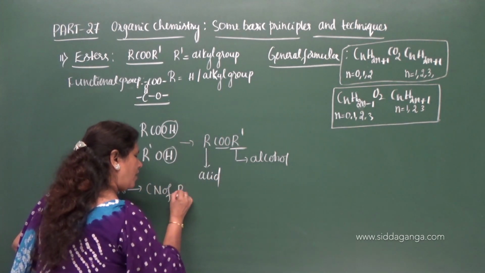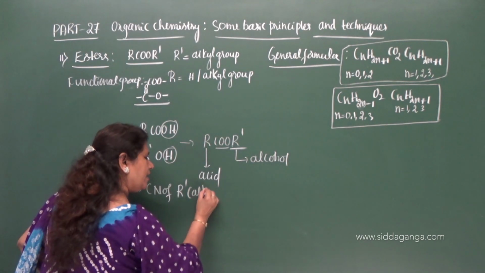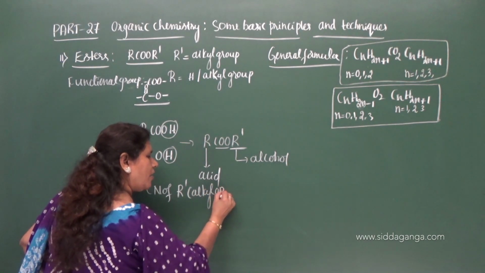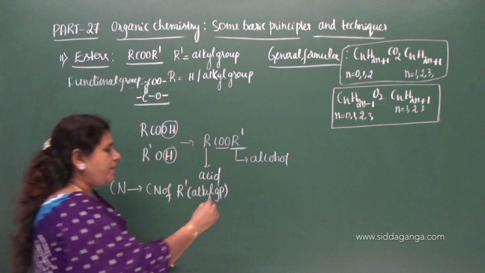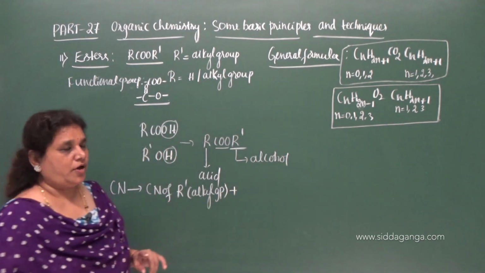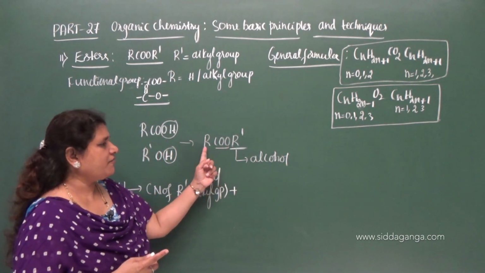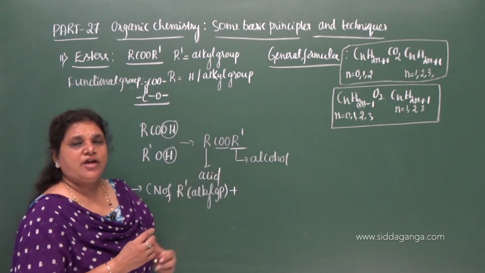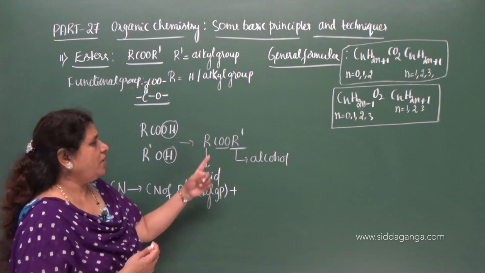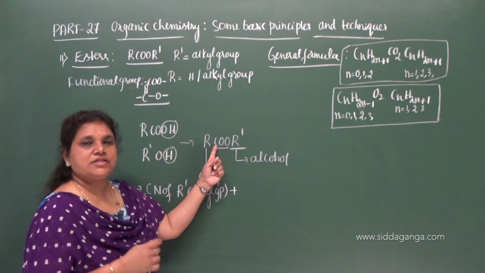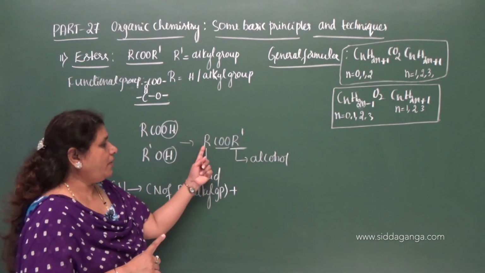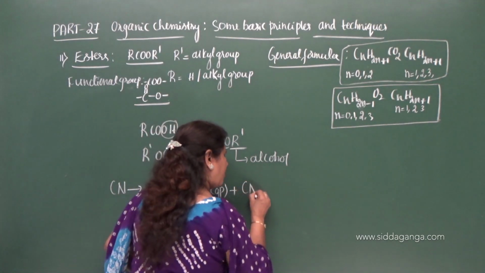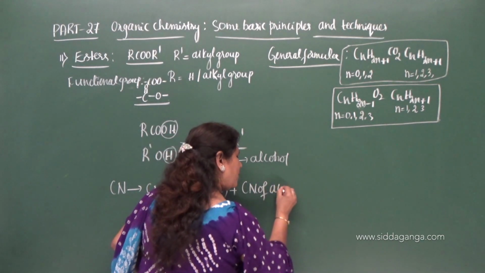Common name of R dash. R dash means it is an alkyl group. Common name of R dash, plus next we have to add the common name of the acid on the basis of the number of carbon atoms. So if it is hydrogen, we have to consider only one carbon. So we have to give the common name of the acid.